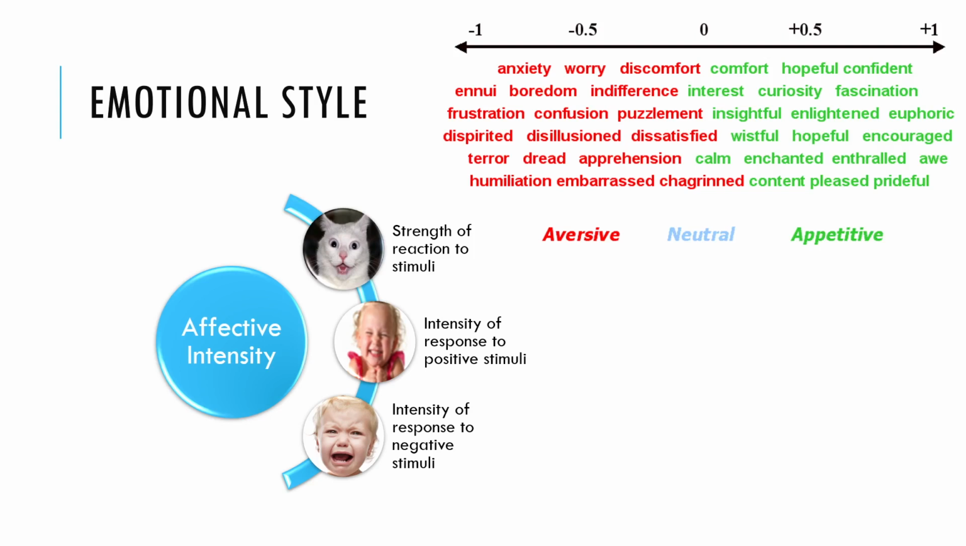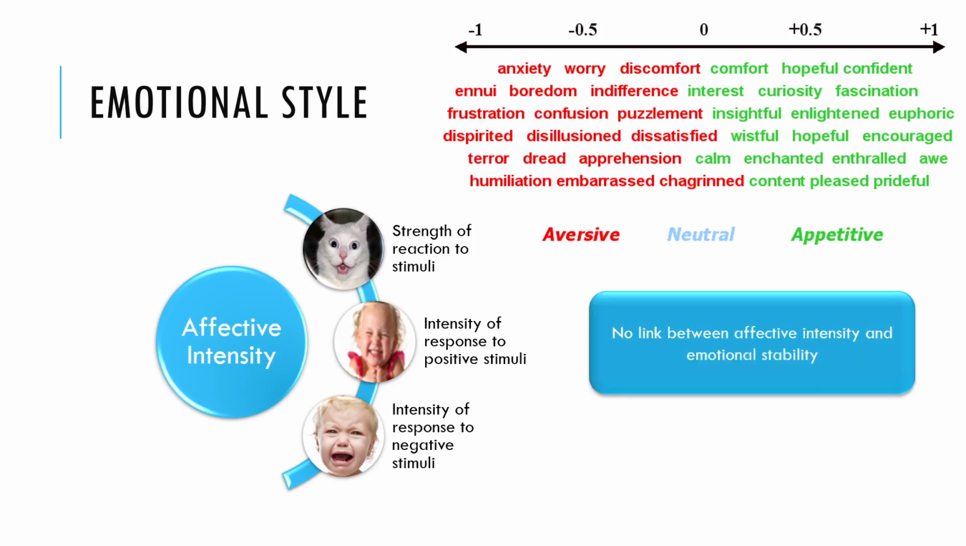So you may have very intense positive reactions and less intense negative reactions, or vice versa. People vary on these things. What they find is that there's no real link between affective intensity and emotional stability. So knowing that you experience these things intensely, let's say you're intense on positive and you're intense on negative stimuli, doesn't tell us anything about how changeable your moods really are, or how changeable your emotions really are. Those are independent of each other.